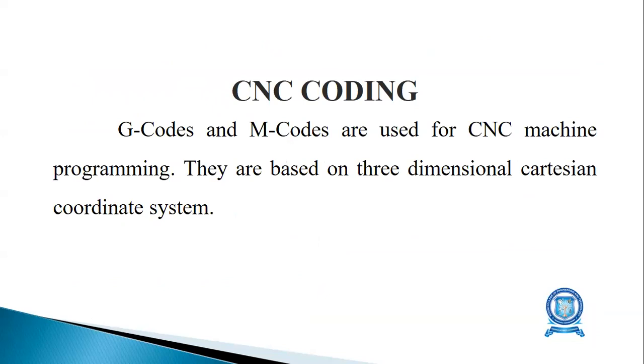A CNC machine runs under CNC coding. There are G codes and M codes. G codes and M codes are used for CNC machine programming. They are based on the three-dimensional Cartesian coordinate system. The CNC coding is used to control the movement of the machines.